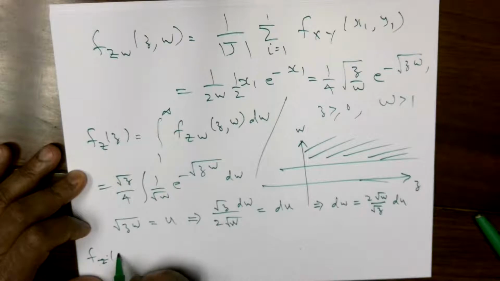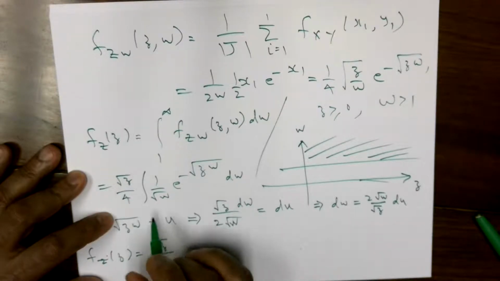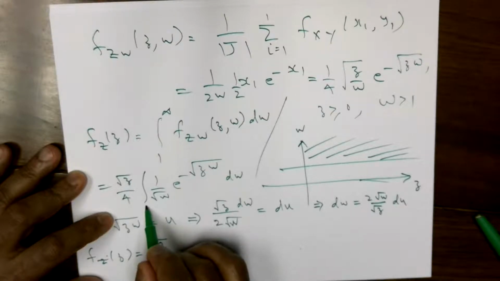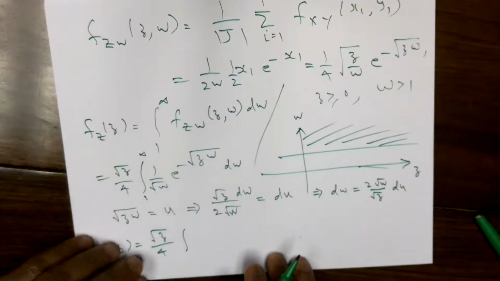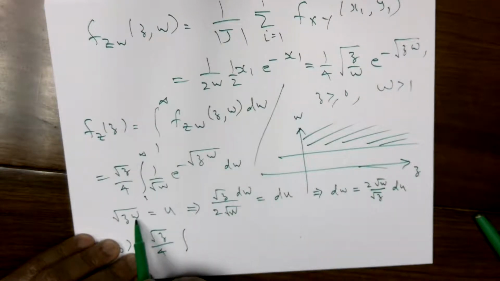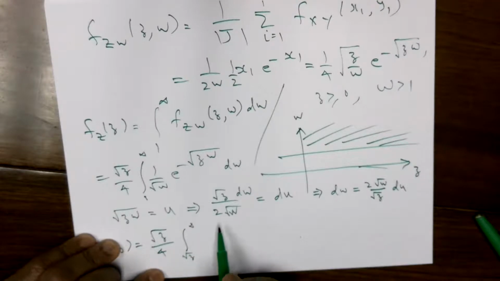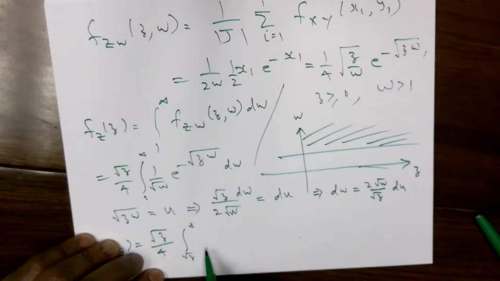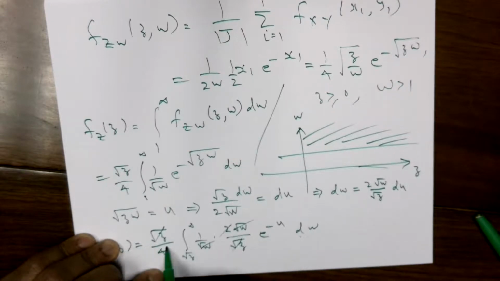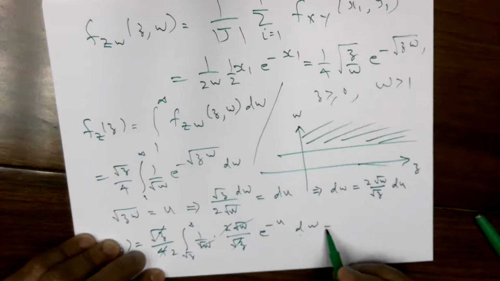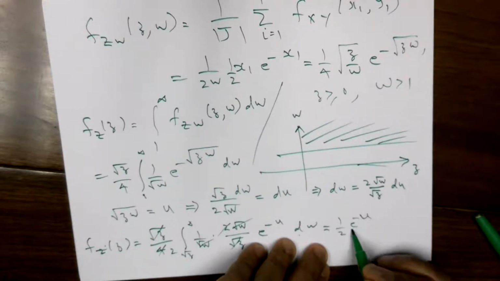So this gives us f_Z(z) equal to square root of z over 4, w goes from 1 to infinity. So here, when w is 1, this is square root of z to infinity, and 1 over square root of w. So also you have 1 over square root of w, then 2 square root of w over du, so a lot of cancellations. And e raised to u, so you simply get half e raised to minus u over minus 1.